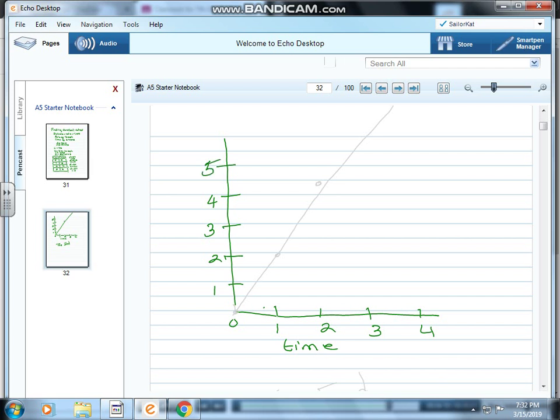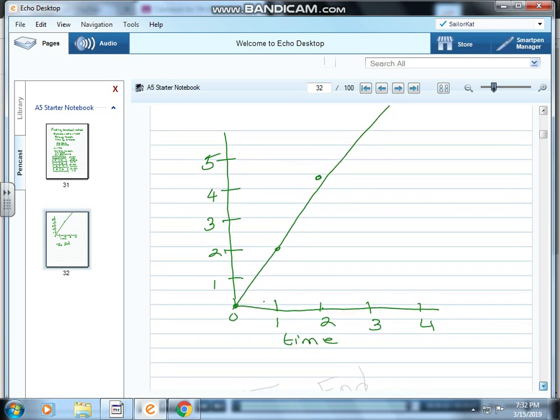And so what I want to do is look back at my table. I have 0, 0. Then I have 1, 2. So what I do is I go over 1 and up 2. I also have 2, 4. So I'm going to go over 2 and up 4. And I can draw a line here, but as you can see, my rate is going to be over 1 up 2.